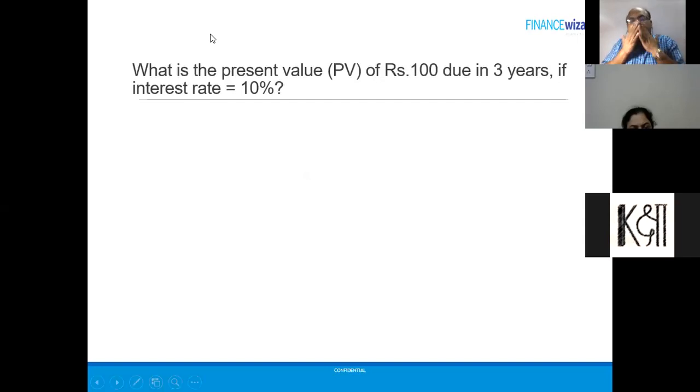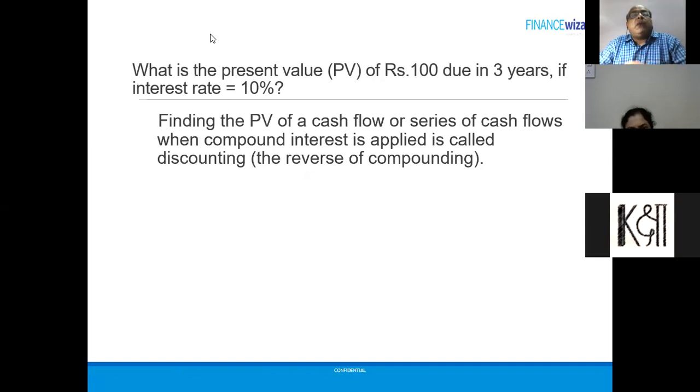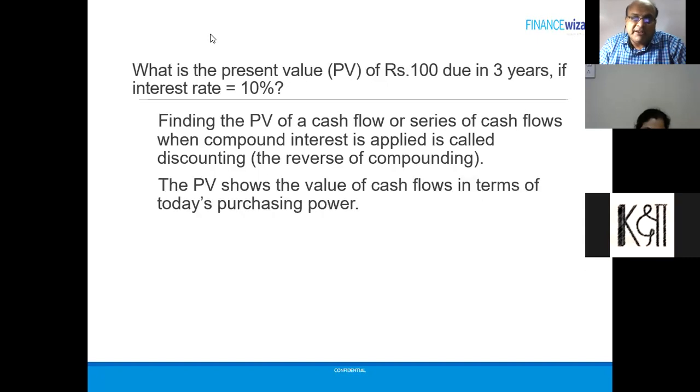What is the present value of rupees 100 due in 3 years if interest rate is 10%? After 3 years, you are going to get 100 rupees. So the timeline for this will look like finding the present value of a cash flow or a series of cash flows when compound interest is applied. It is called discounting. So we do compounding to calculate future value. We do discounting to calculate present value. Discounting is reverse of compounding. So the formula of compounding is into 1 plus r to the power n. The formula of discounting is divided by 1 plus r to the power n.